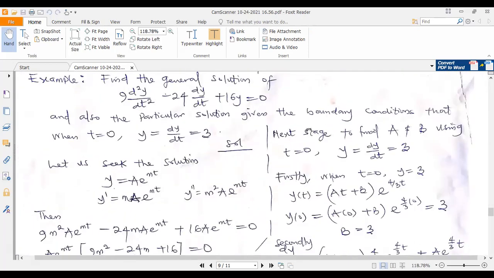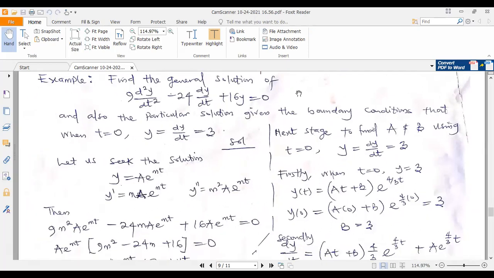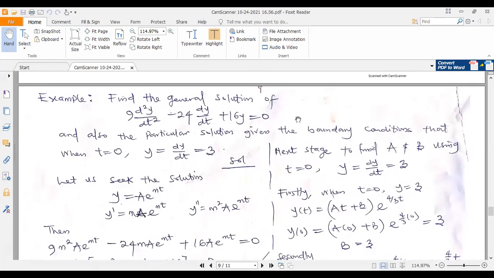So let's proceed now. Let's solve example number 1. Let's look at this now. In this case, we are asked to find the general solution of this one, which is homogeneous. But the question is this: we are given conditions. Now, looking at the conditions, is this an initial value problem or a boundary value problem?